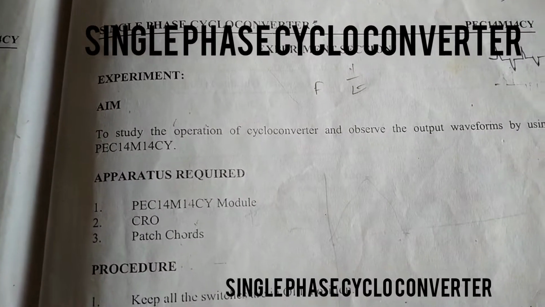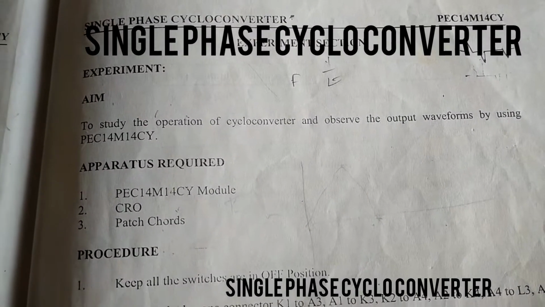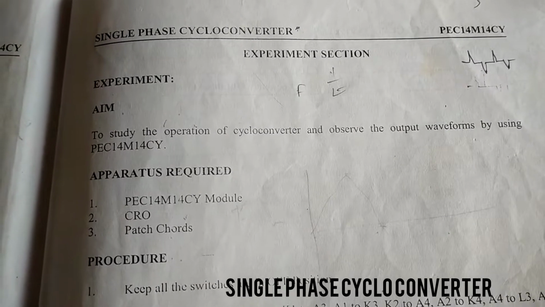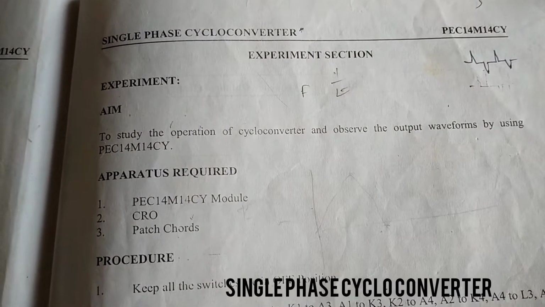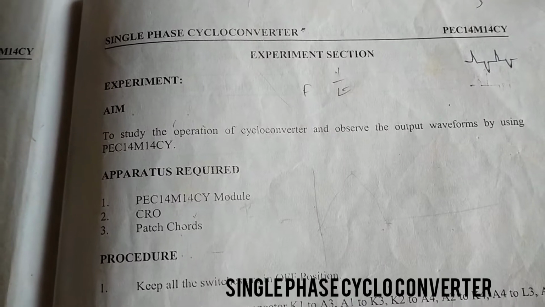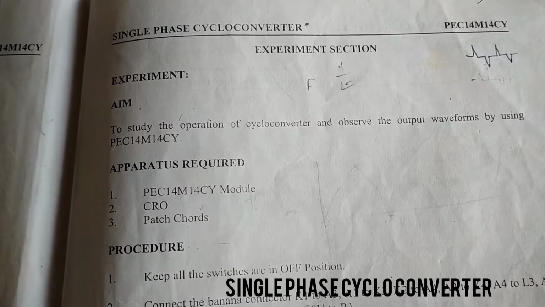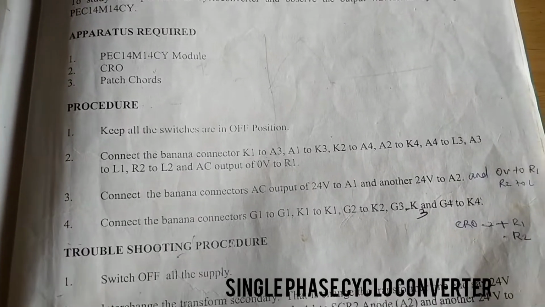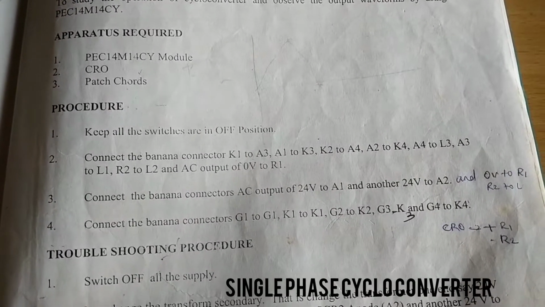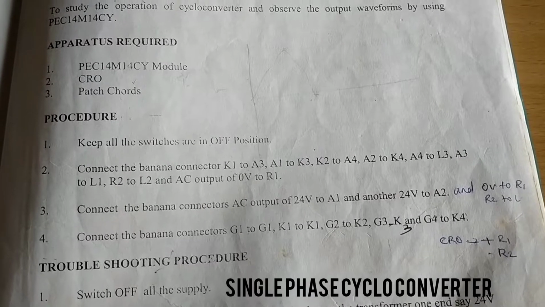Today we are going to study the operation of the cyclo converter and observe the output waveform by using the single phase cyclo converter kit, that is the PEC 14M 14CY kit. Apart from the circular single phase cyclo converter module kit, we need CR1 patch cards, and this is the procedure for connecting the kit.